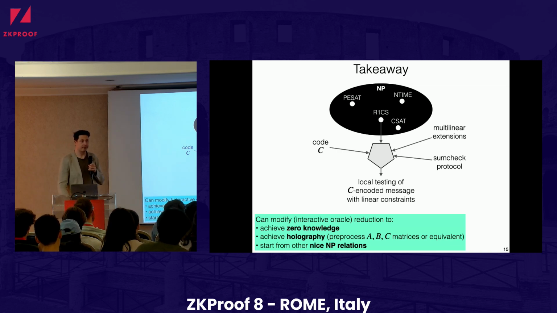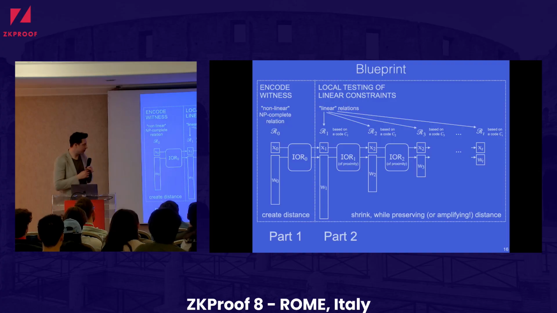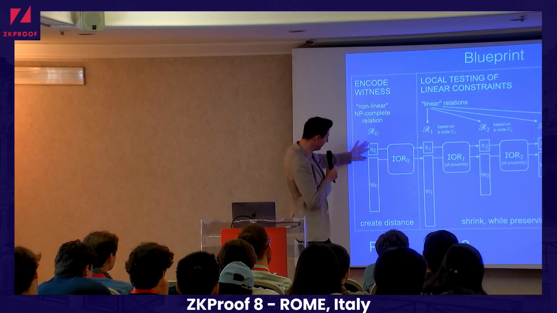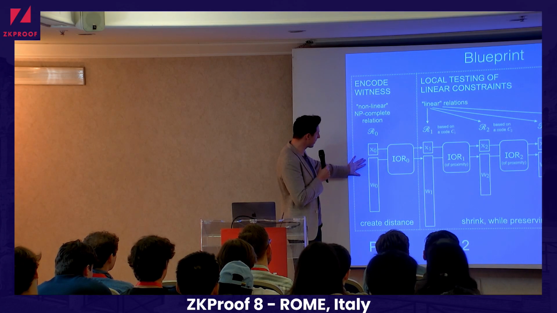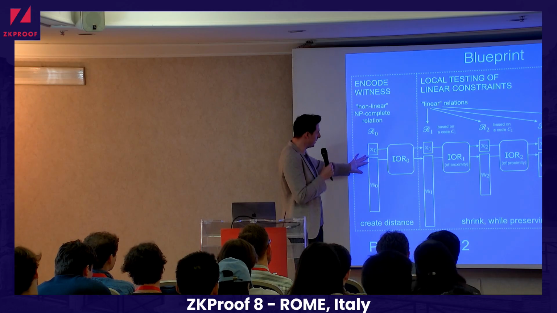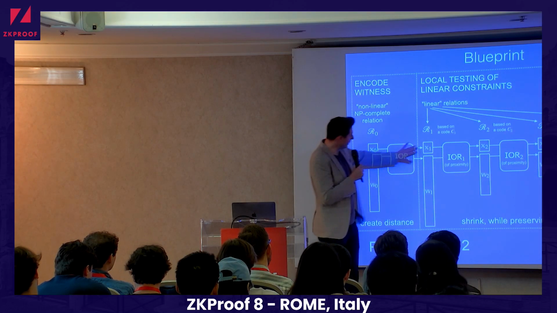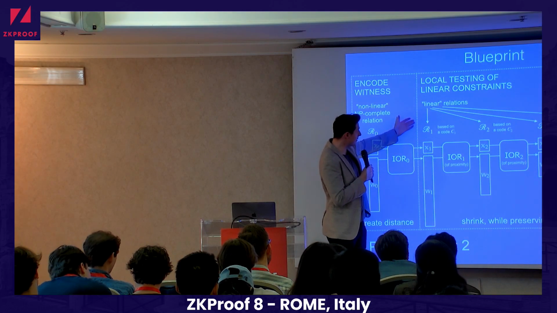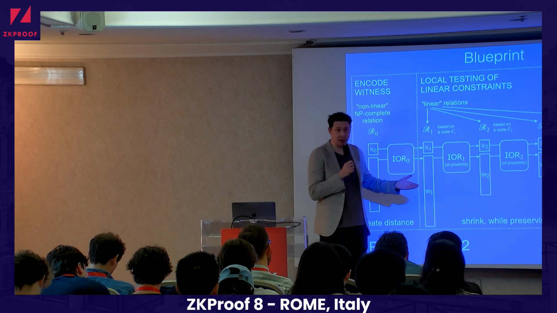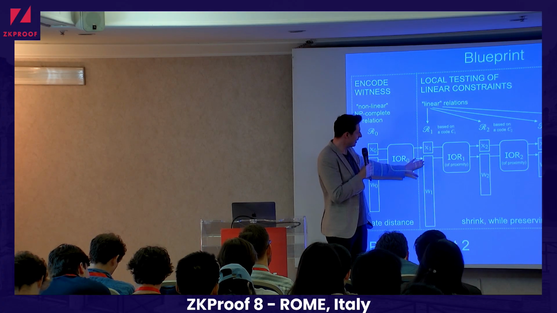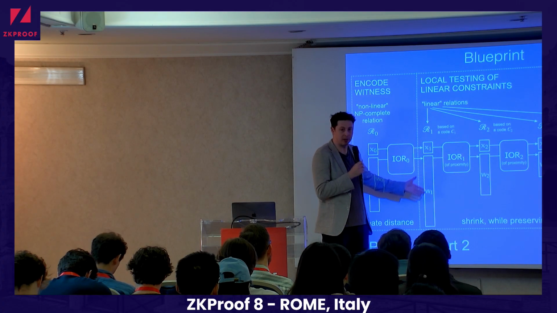Okay, good. So we've seen this part, which is about creating distance. We haven't used much from the code other than the distance. And now we've landed over here where we have some linear relation with, in this case, linear constraints. And now we're not done yet. We have a problem to solve.